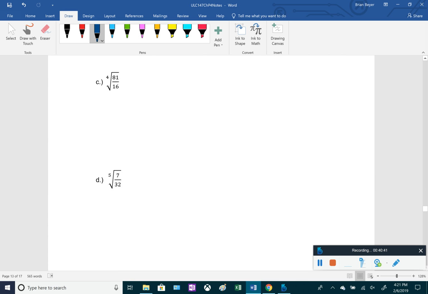Okay, two more. So we have the fourth root of 81 divided by 16. Based on these rules, we can split this up, give that root to the numerator and denominator separately. The fourth root of 81, this may not seem as obvious. You might have to think about it, multiply some numbers. The fourth root of 81 is actually equal to 3. And the fourth root of 16, which we just said, is equal to 2.